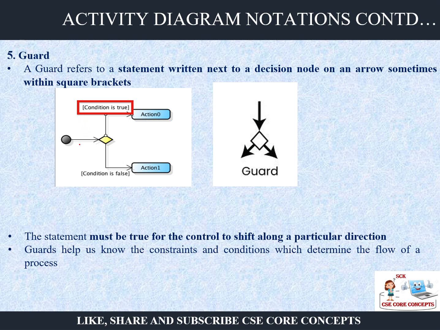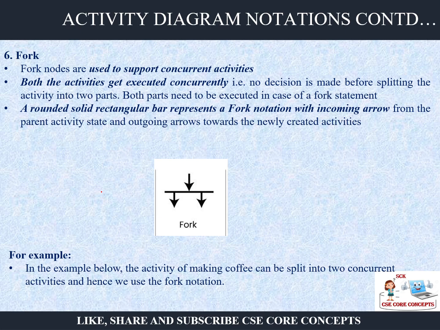So this is the initial state. You have a decision, and based on the decision, either your condition is true or your condition is false. If your condition is true, you go for action 0. If your condition is false, you go for action 1. This condition is written inside the square brackets. This is how you can represent the condition using guards.